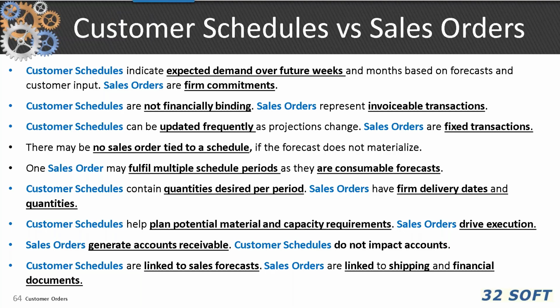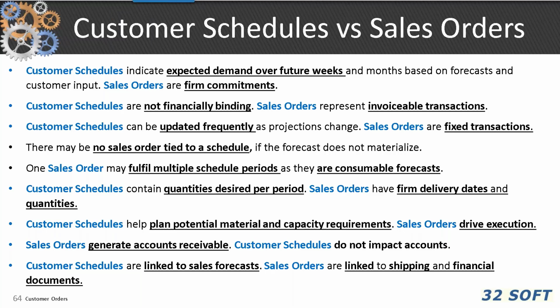If a forecast doesn't materialize, there's no sales order tied to a customer schedule. Customer schedules contain quantities desired per period. Sales orders have firm delivery dates and quantities, much more difficult to change. Customer schedules help plan potential material capacity. However, sales orders drive execution. Customer schedules are linked to sales forecasts, whereas sales orders are linked to shipping and financial documents. My recommendation, use customer schedules.